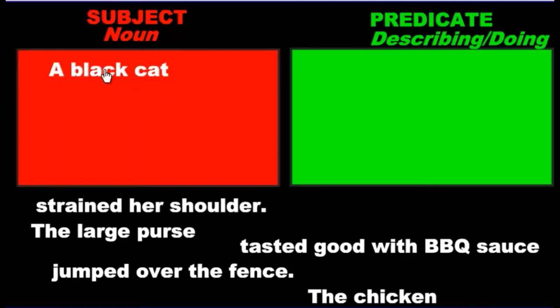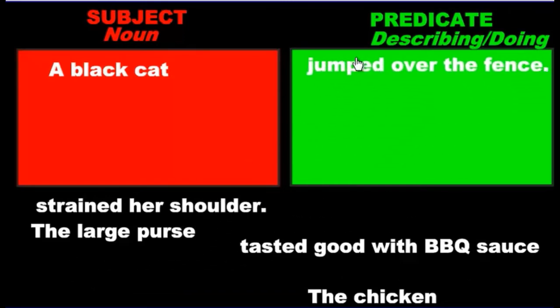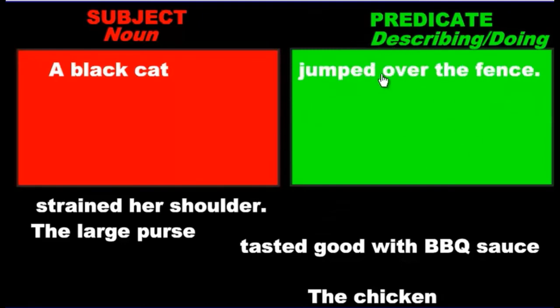What kind of predicate would match that subject? What kind of description of doing something would match the black cat? The black cat tasted good with... ooh, no, we don't want to do that. That's no good. The black cat strained her shoulder. I guess it's possible. The black cat, the large purse? No. The black cat jumped over the fence. Yeah, that's probably the best one. I'm describing what that cat is doing.